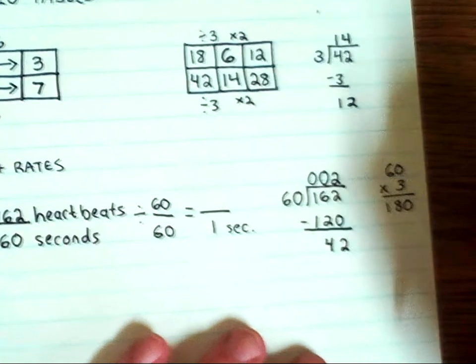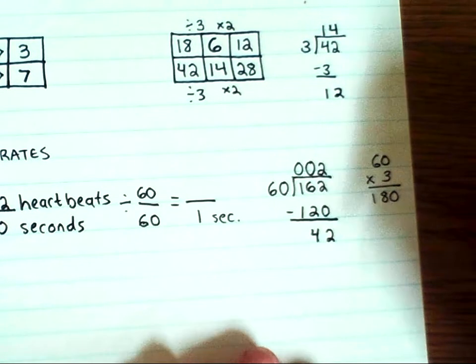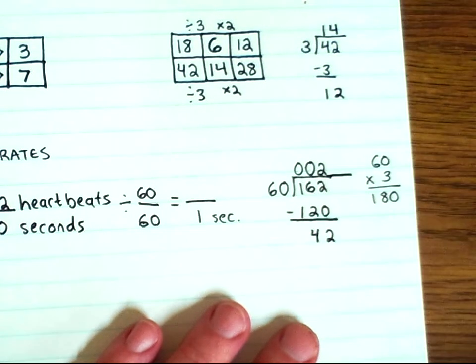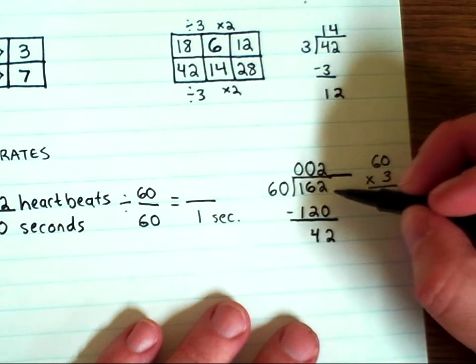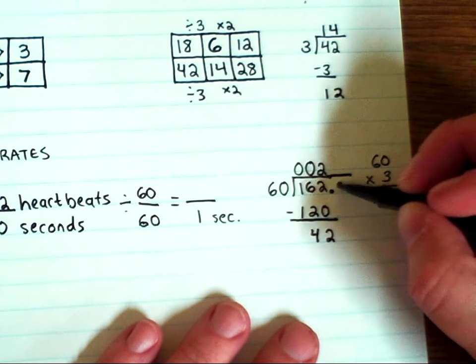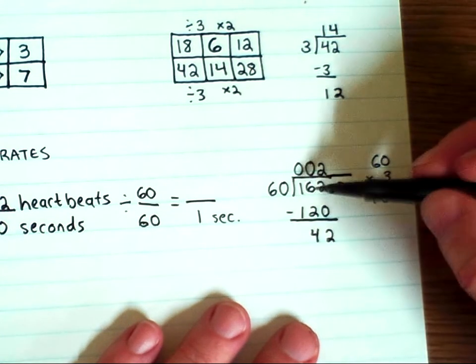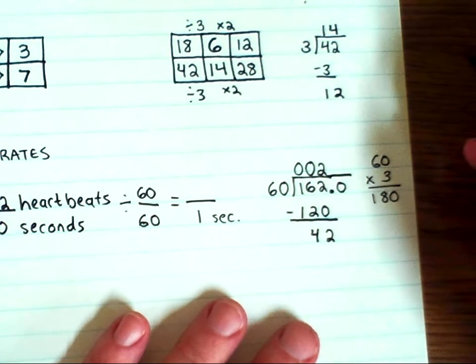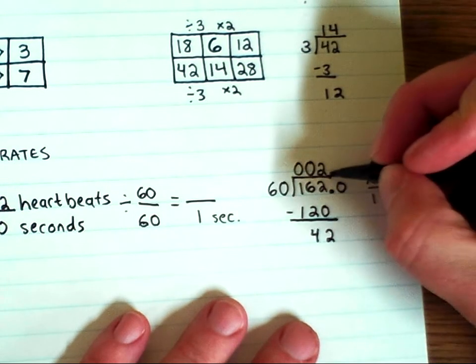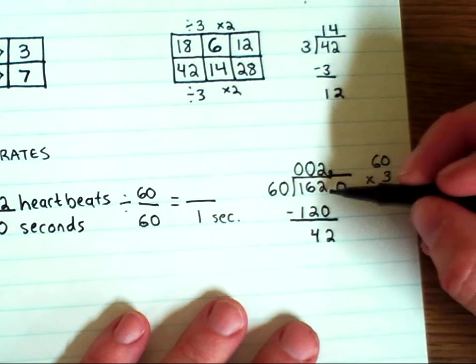Is 42 less than 60? All right, good. Then I got my cheese on my burger. I checked. And now I can bring down. Uh-oh, there's nothing to bring down. Exactly. Let's bring down nothing. But first, we need to write nothing. Nothing is 0. Let's add a decimal and a 0. Why? Because we didn't want to change the value of 162. But we needed something, technically nothing, to bring down.